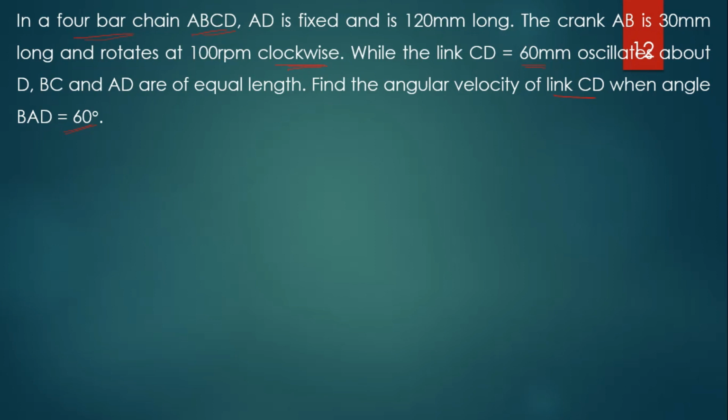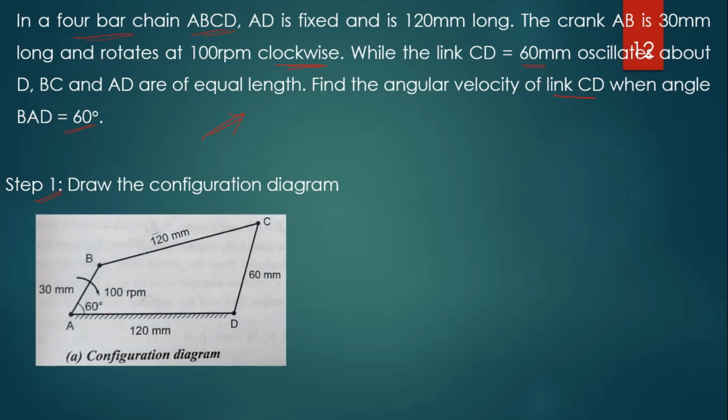So, first, draw the configuration diagram. This is step 1, right. First we have to draw the configuration diagram according to the given data. Take a suitable scale and draw this configuration diagram. First fix the point A and draw the horizontal line AD, which is equal to 120 mm given in the problem, right.